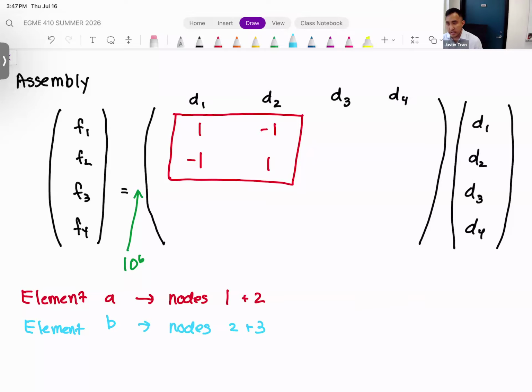All right, next one on the list is element B. Element B is connected to nodes 2 and 3. That's going to be the second row, third column, second column, third row. I don't know why I said it out of order. That's that portion right there. And remember, for any part that's overlapping, we're simply going to add them together.